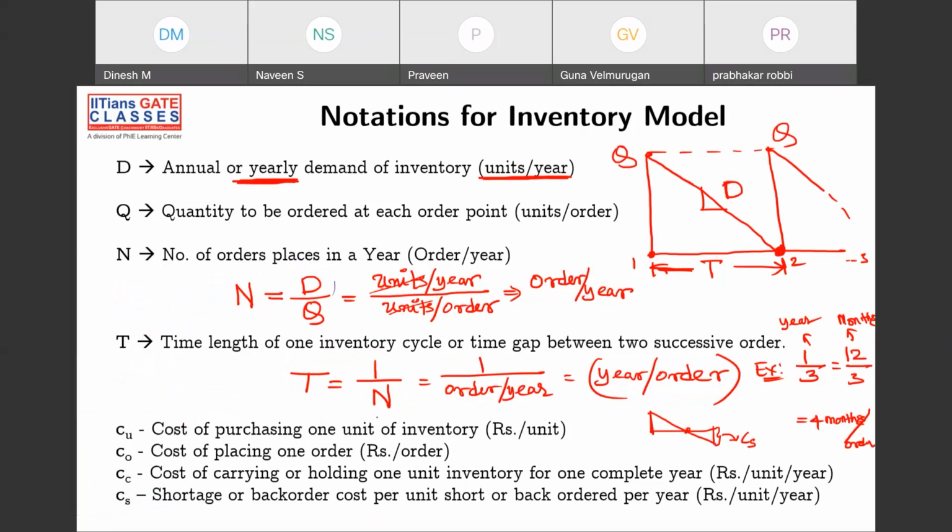And already clearly mentioned that Cu is unit cost, Co is cost per order, Ch is carrying cost per unit per time, and Cs is shortage cost per unit per time. What is the time? Time is nothing but one complete year here, per year. Hope you are understanding all these things. Okay, fine.